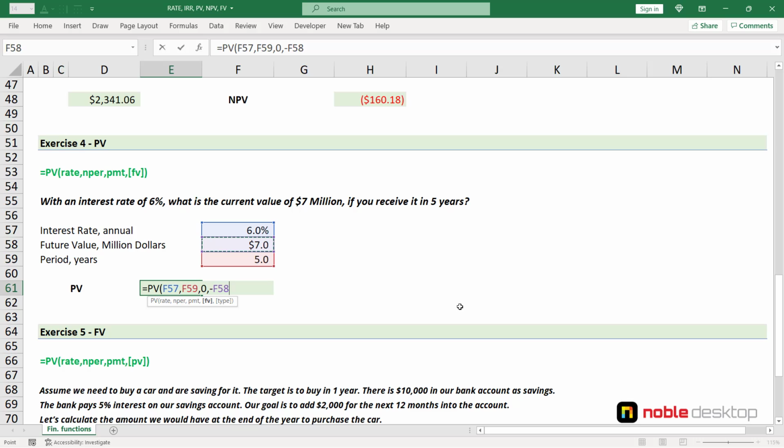My formula is ready to go. I'm gonna click enter and I have $5,230,000 I need to invest today, so I would receive $7 million in 5 years with a 6% interest rate. Perfect.